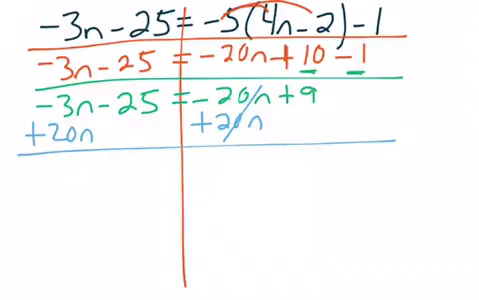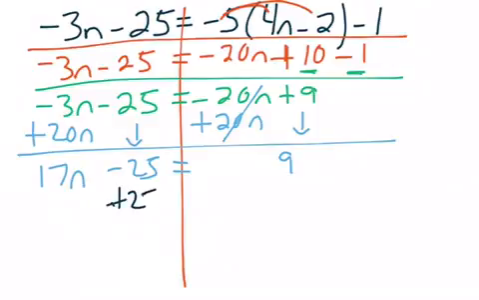These 20n's will cancel. I drop down my 9. Drop down my negative 25. Negative 3 plus 20n would be positive 17n. Now I need to get my negative 25 over to the right-hand side. So the opposite of a negative 25 would be a positive 25.